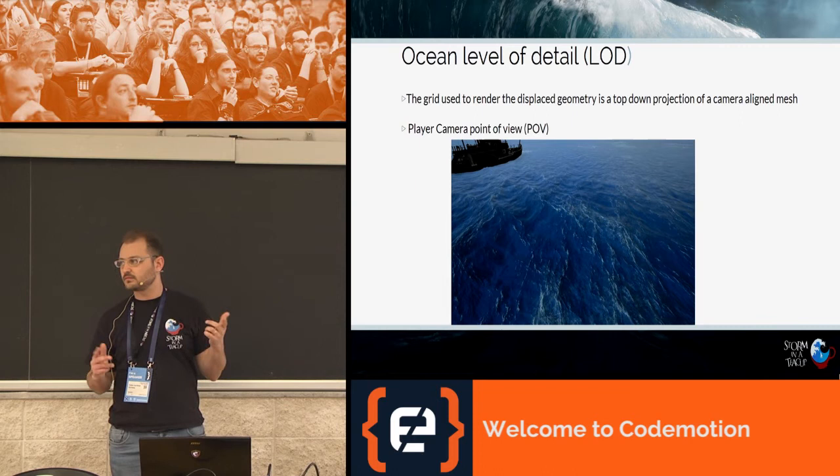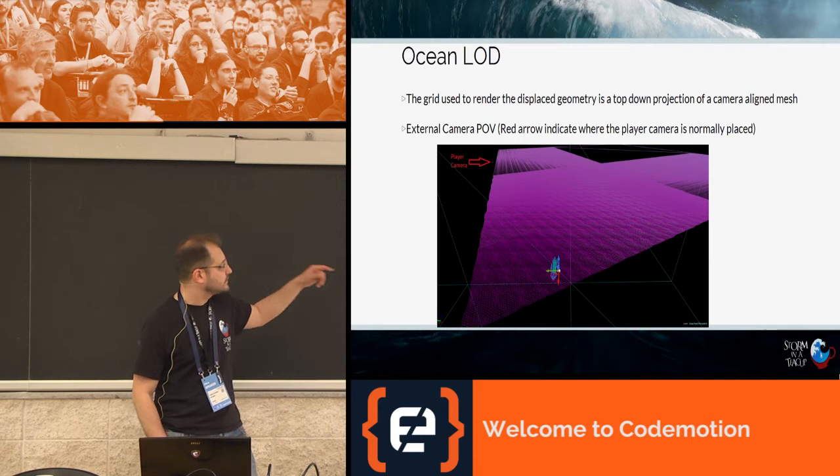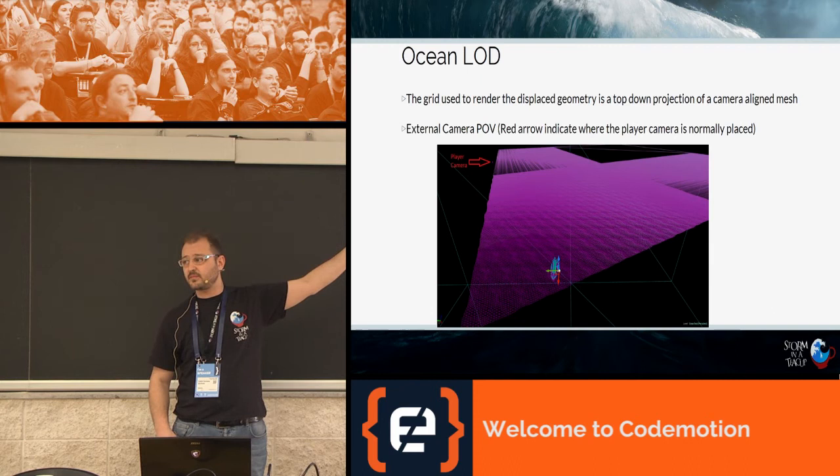So next, this is the same grid from another point of view. The red arrow is indicating the camera, the player camera. That's a secondary camera, just to give you another point of view.